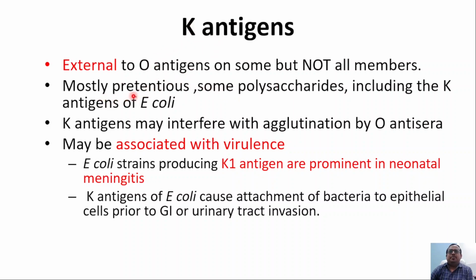In nature, they are basically proteinaceous, but some may be polysaccharides, including the K antigens of E. coli. This K antigen, when present outside, will interfere with the agglutination by the O antisera. This K antigen may be associated with virulence, like E. coli strains producing K1 type of antigens, which are predominantly seen in neonatal meningitis.